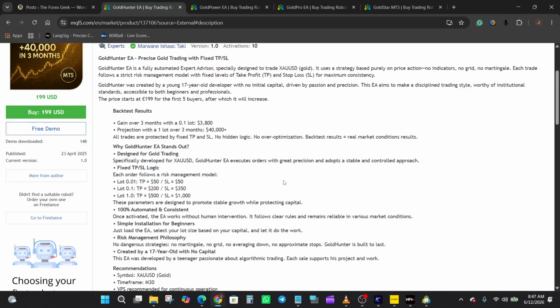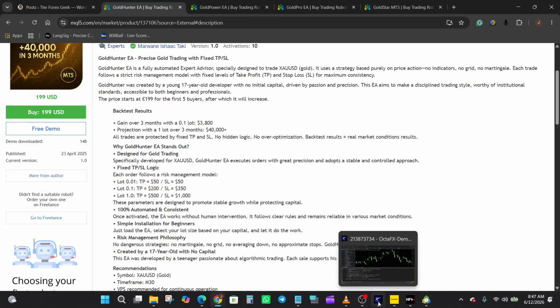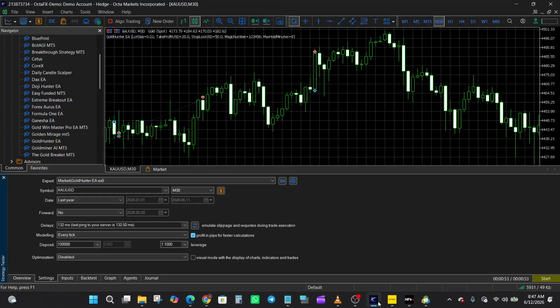Now let's just head over to our strategy tester so we can actually see how this EA performs in the market, right? We are going to be using 2026 data. So we are testing GoldHunter EA on XAUUSD on the M30 time frame as recommended. But we are just going to be running the test from the beginning of 2026 till date. So that covers a little bit less than 5 months, 2 weeks.